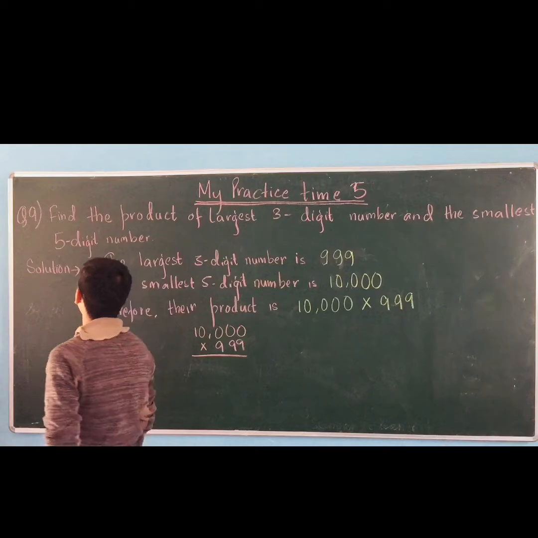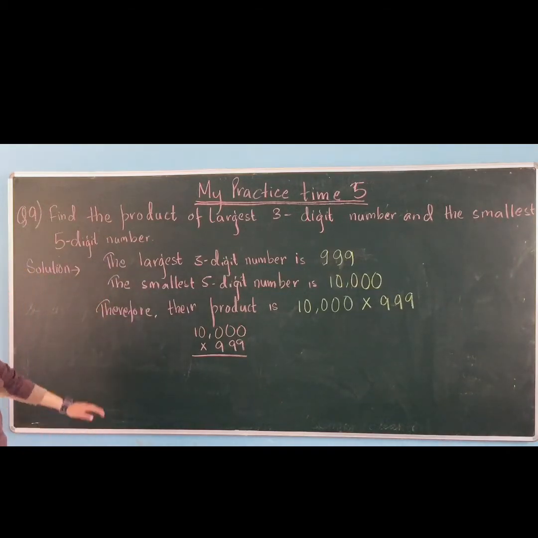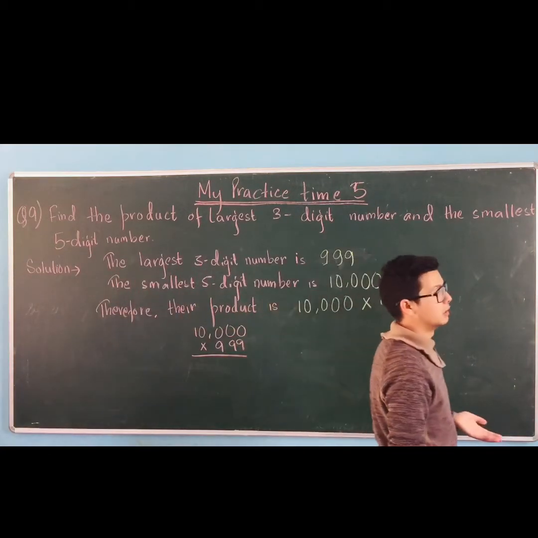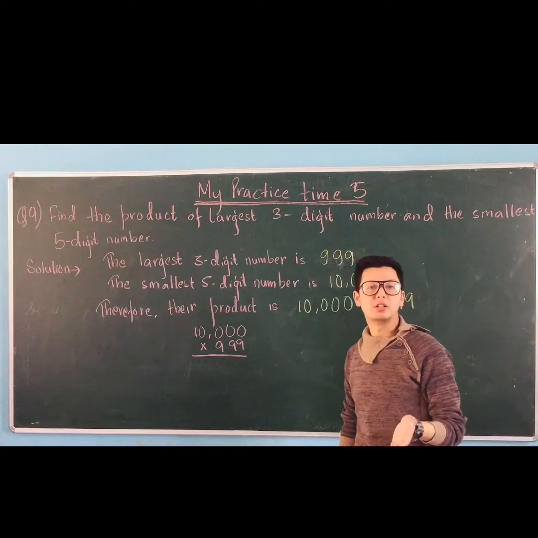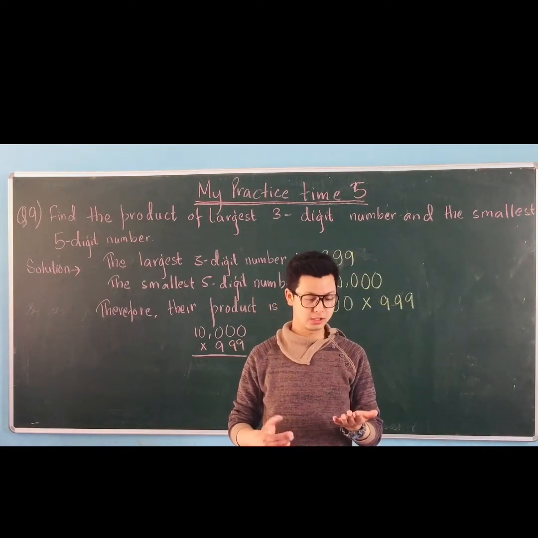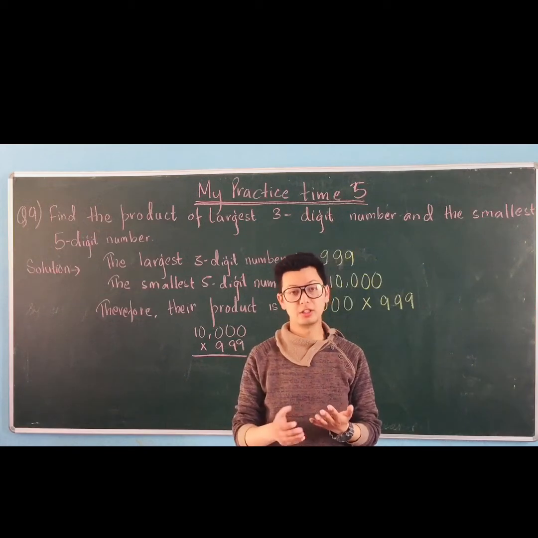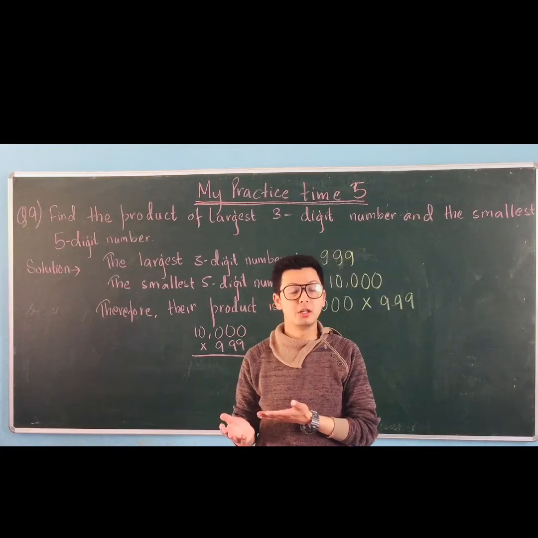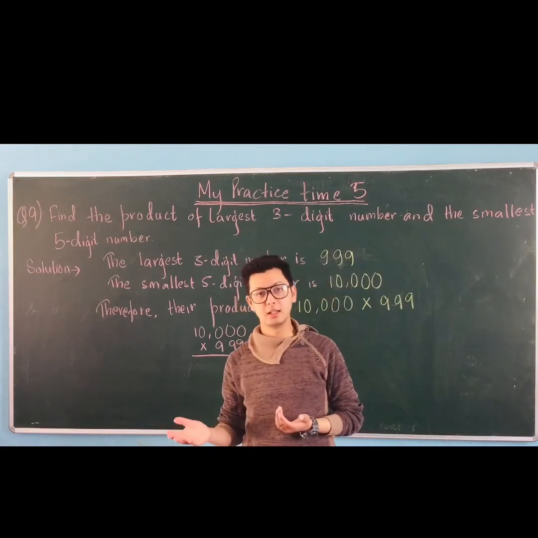Okay. So what is in question number 9? The question is, find the product of the largest 3-digit number and the smallest 5-digit number. So we already know the largest 3-digit, 4-digit, 5-digit numbers. If I take an example, the largest 3-digit number is 999, right? The largest 4-digit number is 9999, and so on.